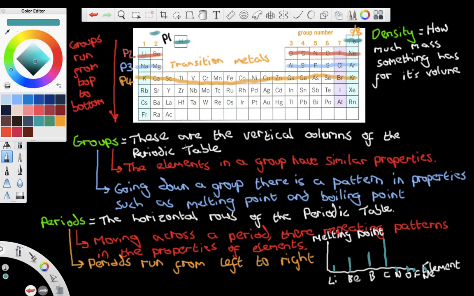So to summarize, groups are the columns that go from the top to the bottom. The elements in a group have similar properties, and as you move down a group, there will be a pattern in properties. So for example, melting point may increase or decrease, density may increase or decrease, or any other property that can be measured. Periods run from left to right, but always bear in mind that period 1 is hydrogen and helium, okay? Periods run from left to right and they show repeating patterns of properties.